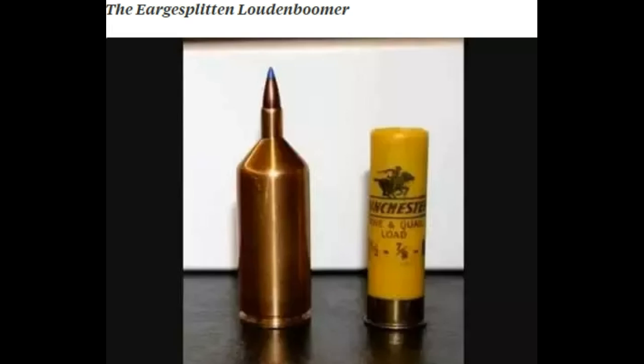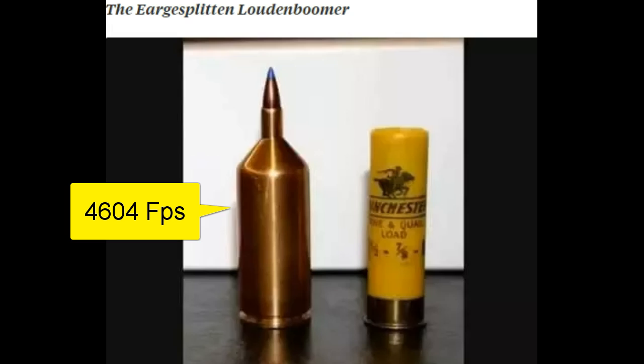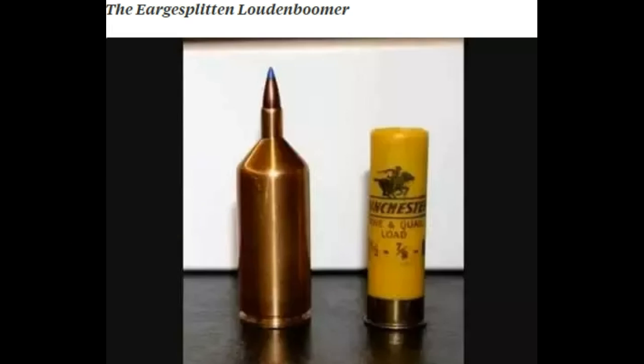This bullet right here is basically a neck down Weatherby 378, and it's neck down to .224 caliber, and it gets 4,604 feet per second. Pretty fast bullet.